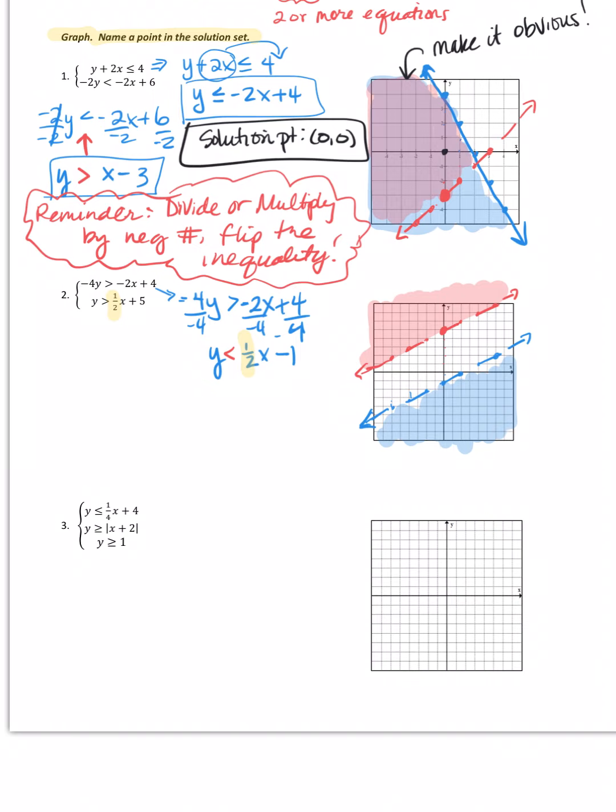Okay, no solution. Now, don't make the assumption that just because they're parallel lines, there's going to be no solution. That's not always true. I could have had to shade below this one and there would be overlap, or I could have shaded above this one and there could have been overlap. But just because they're parallel lines does not mean there's always no solution in this scenario when we're doing inequalities.